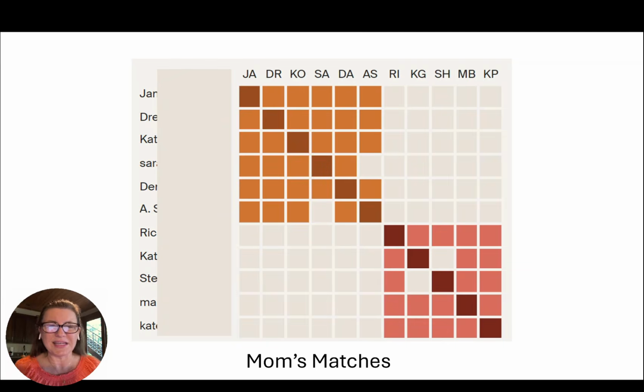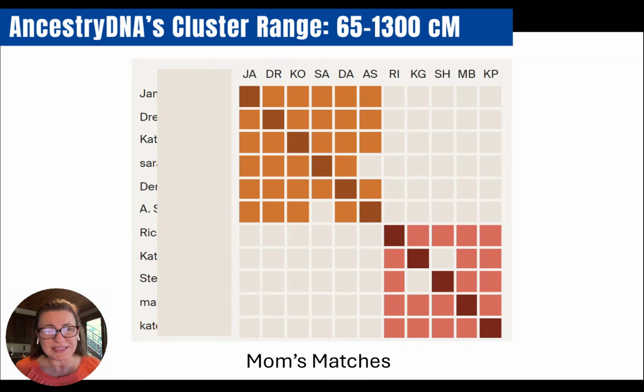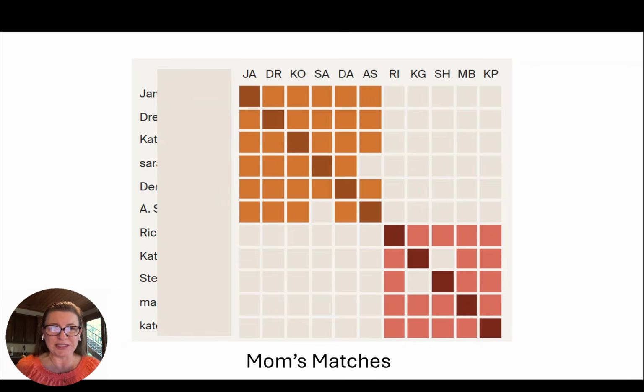Now, one last thing before we go to the Excel part. So these are my mom's matches, her full matches, so dad's side and mom's side. And this was pretty shocking to me. My mom has 99 matches between 65 centimorgans and 1,300 centimorgans, which is the range for what Ancestry is showing in these clusters. And she has, I think this is 11 matches showing up.